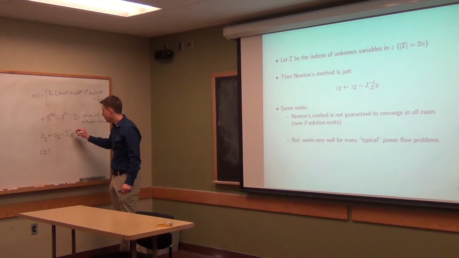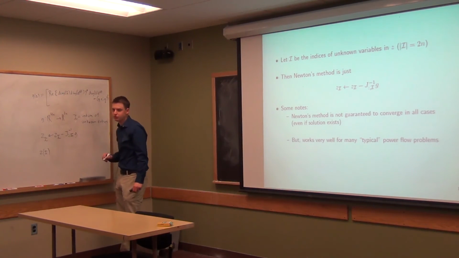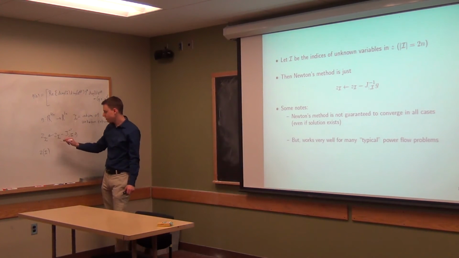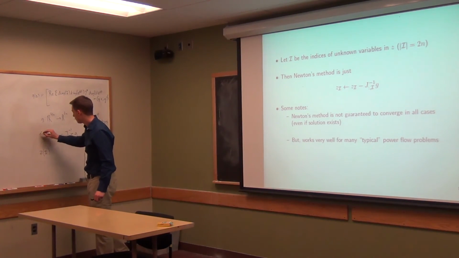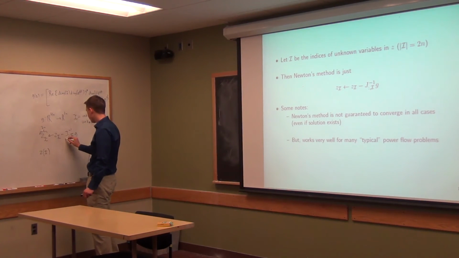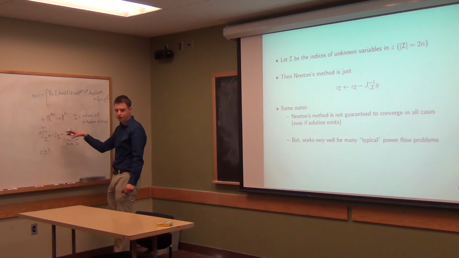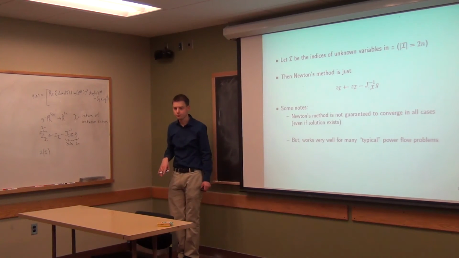We're going to take this Jacobian and we're going to invert it and multiply it by g. G again is just the same as before. G has only 2n entries. So this now is 2n. This thing here is 2n by 2n. And this thing here is 2n. So all the matrix multiplication works out here.